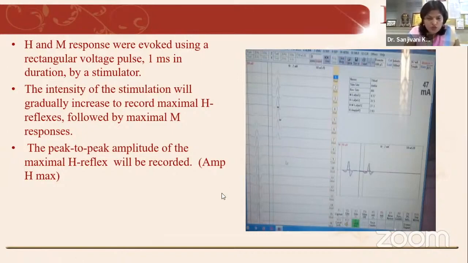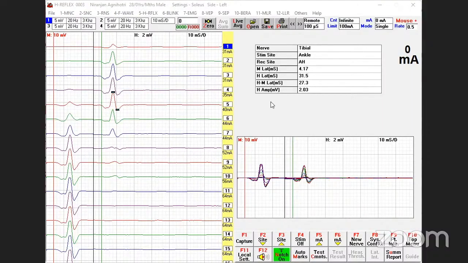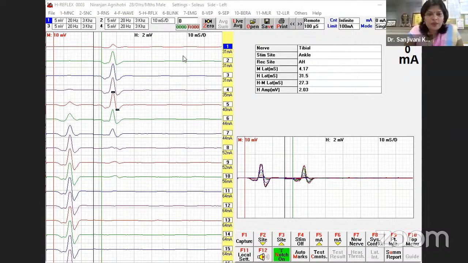Here I want to show the software. So this is the software of the RMS machine, and in that you are able to see the waves of the H reflex. The initial intensity was 31 milliampere, then it was increased to 40. At 40, I got the H reflex amplitude bigger than at the initial level. Then if I increase the intensity again, the H reflex disappears and the M wave appears. So which wave will we finalize? Where we get the maximum amplitude, that wave we will finalize. And for the M wave, we can see which wave is the maximum, and then we can record the M wave also.